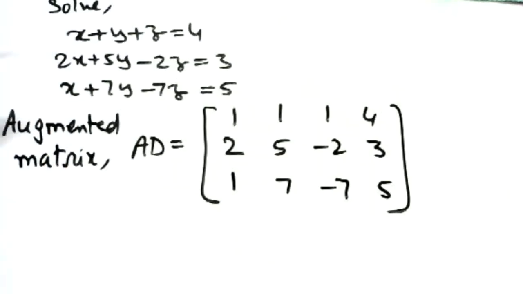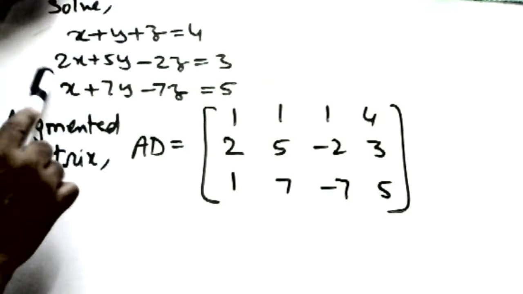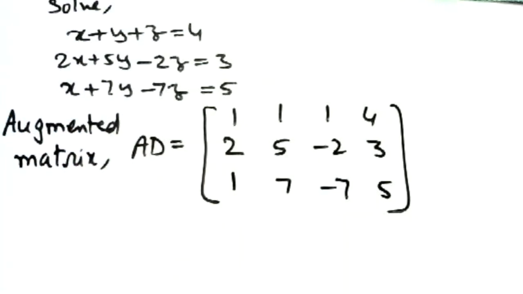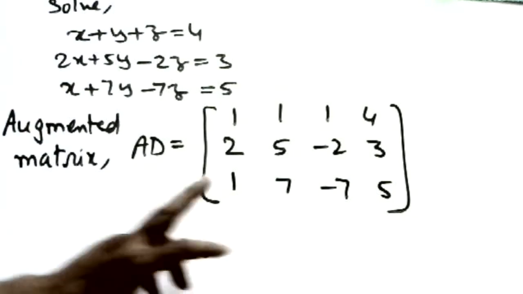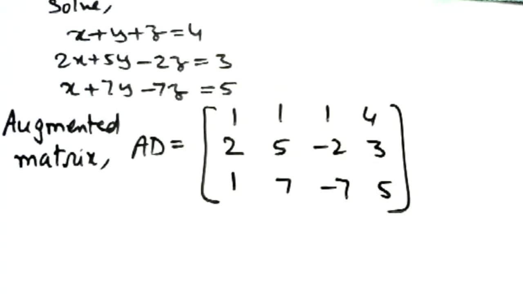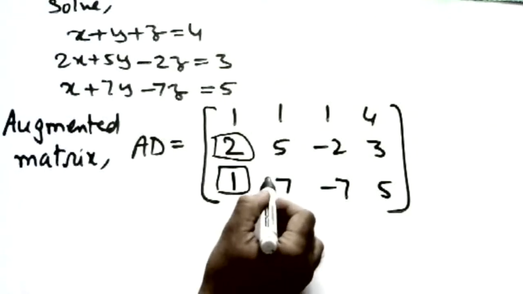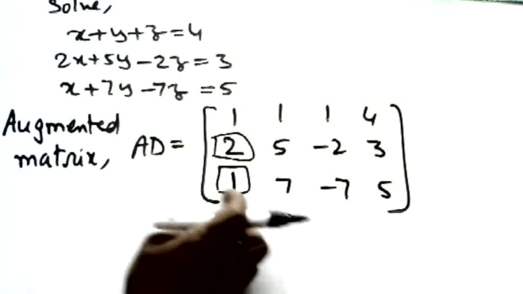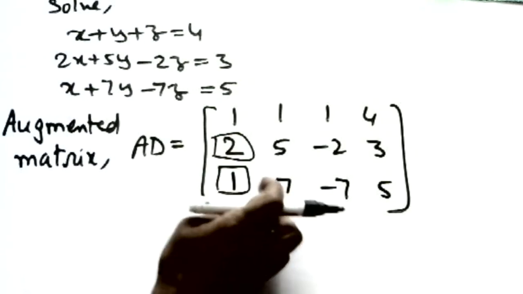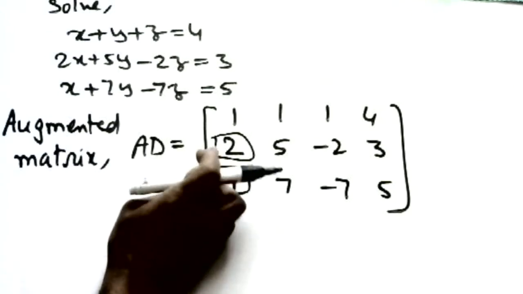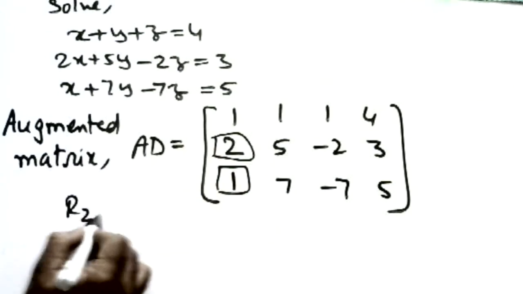Now see here, one example is written on the board. Solve. Let me write the coefficient augmented matrix. I have taken 1 1 1 4, 2 5 minus 2 3, 1 7 minus 7 5. So this is actually a 3 by 4 matrix. Let me make two zeros here in the first step, making this 0 and this 0 to get the equivalent form. In the next step, let me make this 0. When we make these three zeros, we can say the rank.